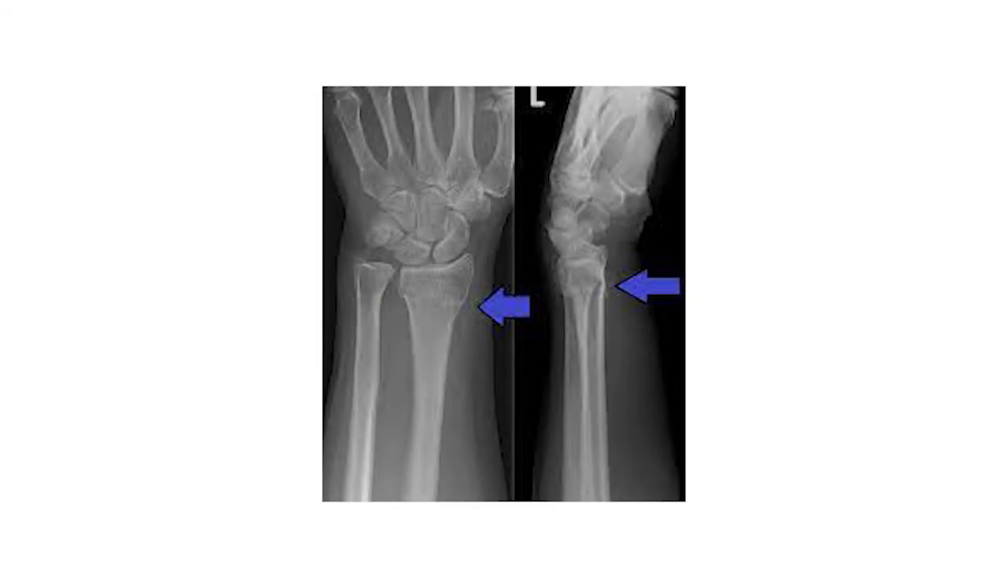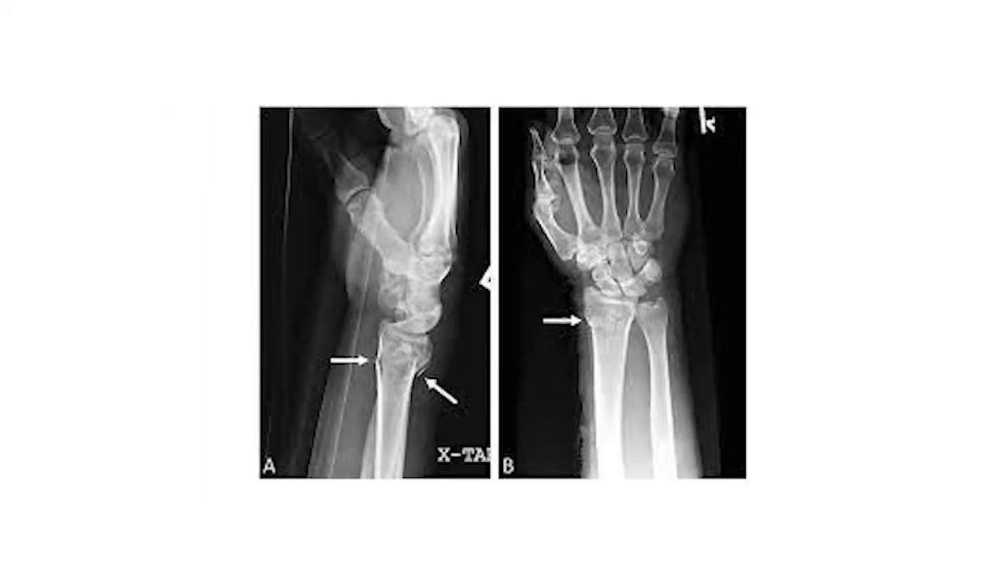Now here is an image on your screen, clearly showing the Colles fracture. This image shows the anterior-posterior view, with proximal shift, radial shift and radial tilt. The second image shows the lateral view of the Colles fracture, with proximal shift, dorsal shift and dorsal tilt.